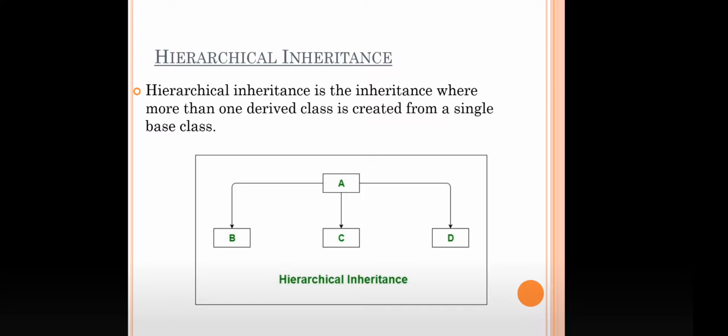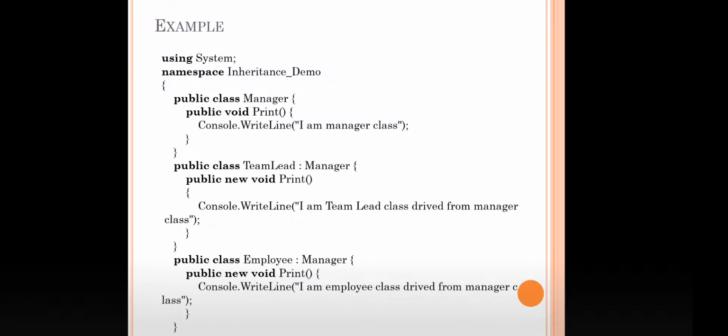Then hierarchical inheritance. Hierarchical means in a hierarchy, where one class is the parent class for two or three classes. In hierarchical inheritance, more than one derived class is created from a single base class. It's a simple example of it. You can check it out.